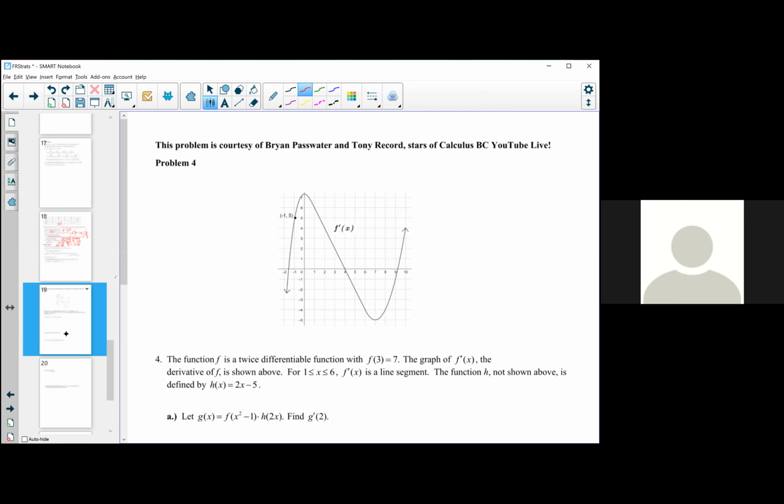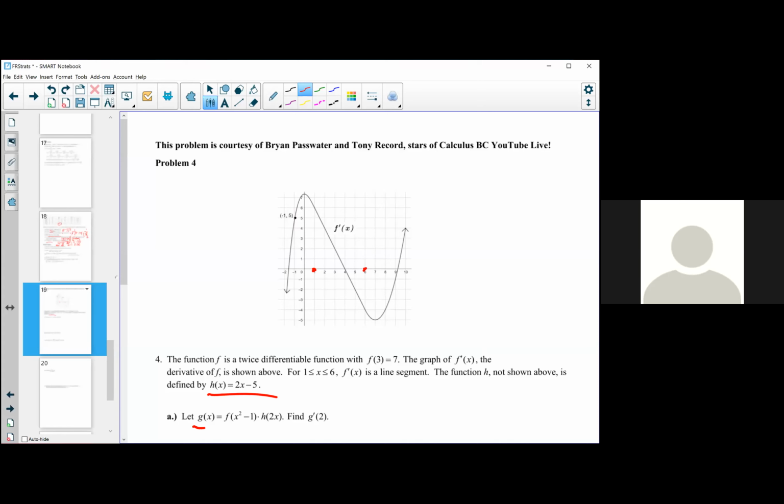What we have here is a twice differentiable function f made up of these three kinds of pieces. They give you the graph of f prime here, and they tell you that the graph of f prime really has three pieces to it. It has this linear piece from 1 up to 6, and then the rest of it is sort of what you're looking at. Then they give you this other function h, really simple. It's 2x minus 5, this other linear function.